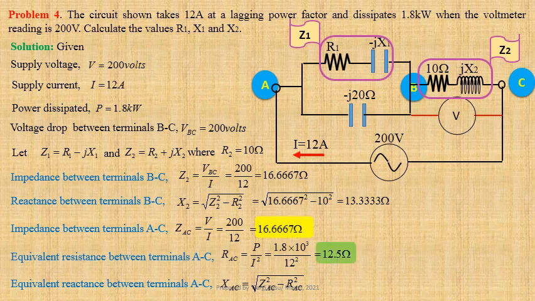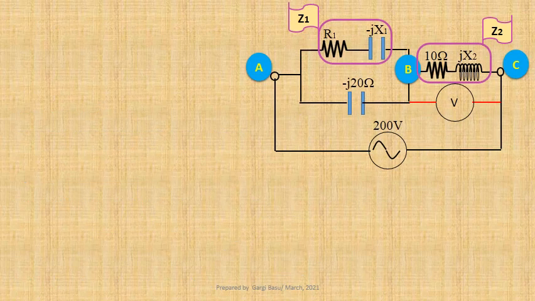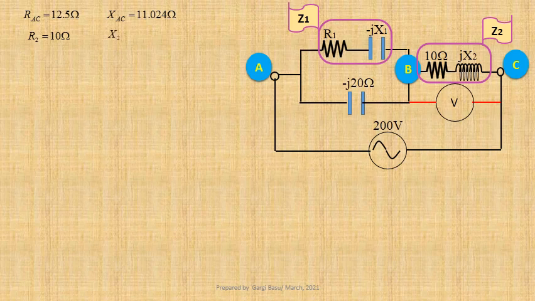Expression for equivalent reactance between terminals A and C, XAC equals root over ZAC square minus RAC square. Using values we get root over 16.6667 square minus 12.5 square, that gives us 11.024 ohm. We have determined RAC equals 12.5 ohm and XAC equals 11.024 ohm. Given R2 equals 10 ohm and we have determined X2 equals 13.3333 ohm.